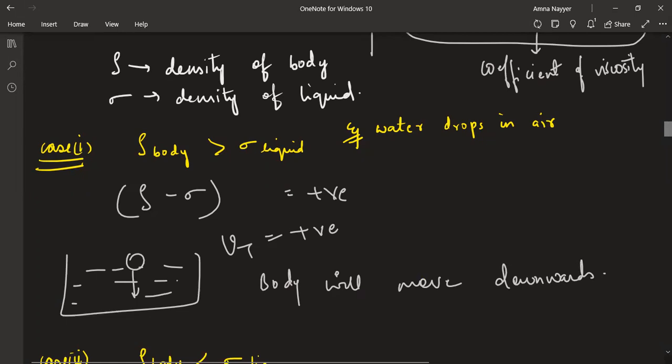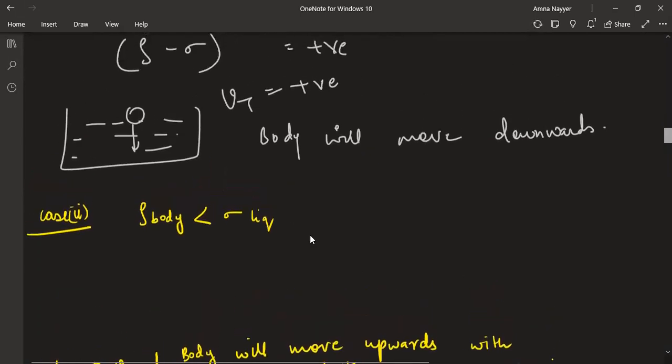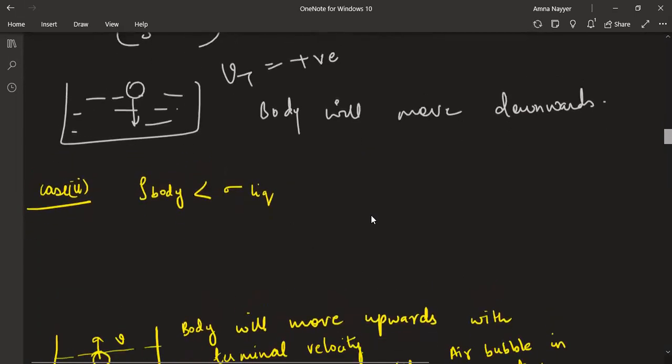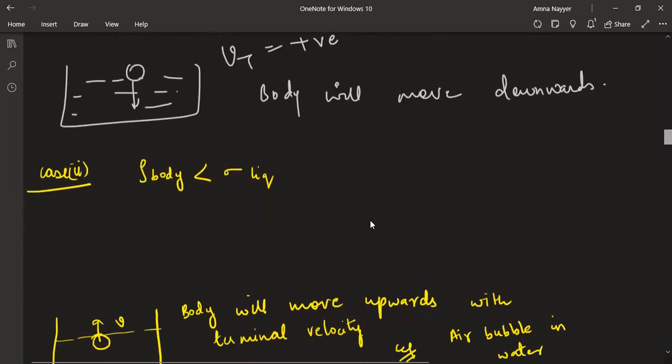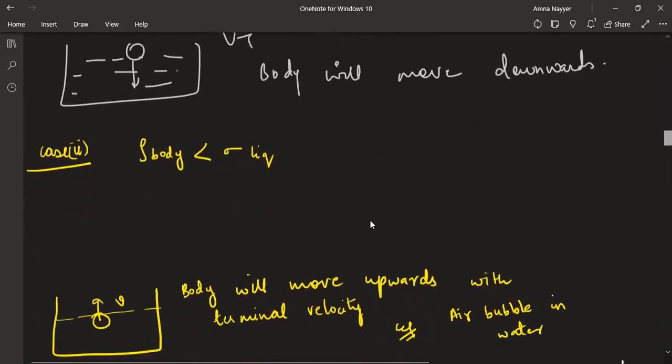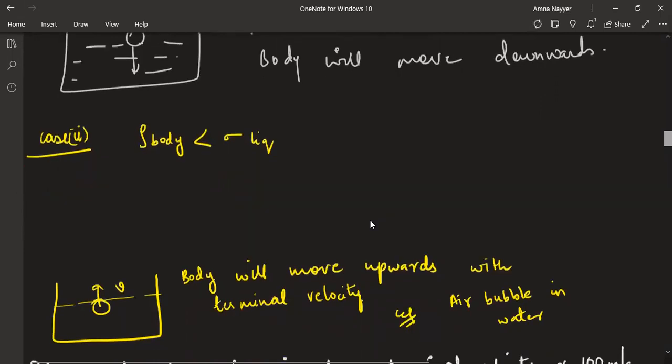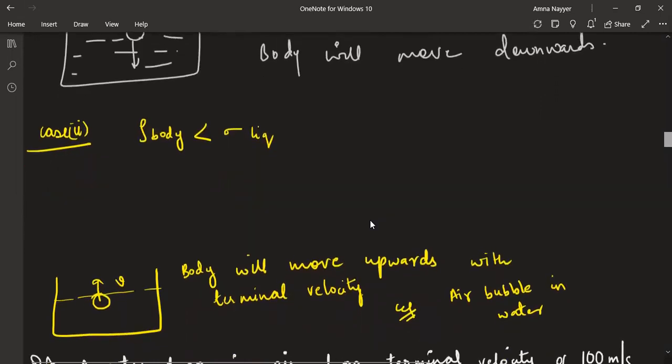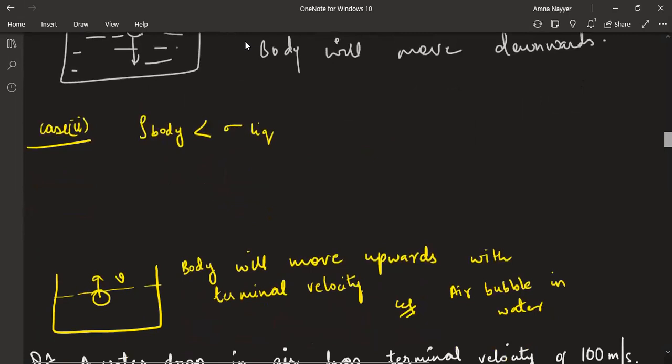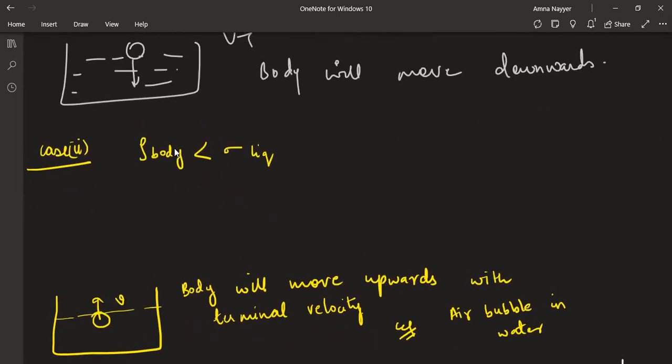Greater. So rho minus sigma will be negative. Terminal velocity will be negative. Body will move up. Why? Because density of body move upwards, right? It always moves upwards. So if it always moves upward, then it means density of air is less than water. That's why it is able to move upwards.